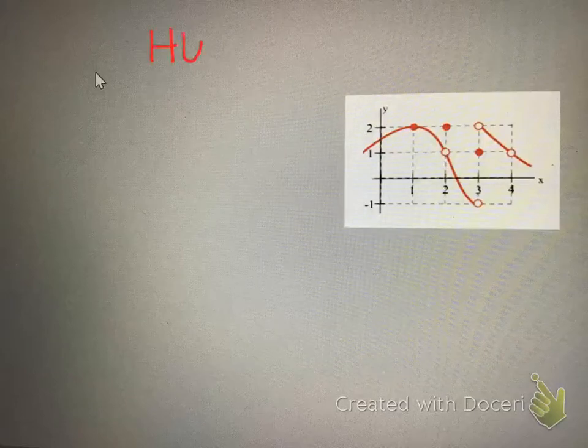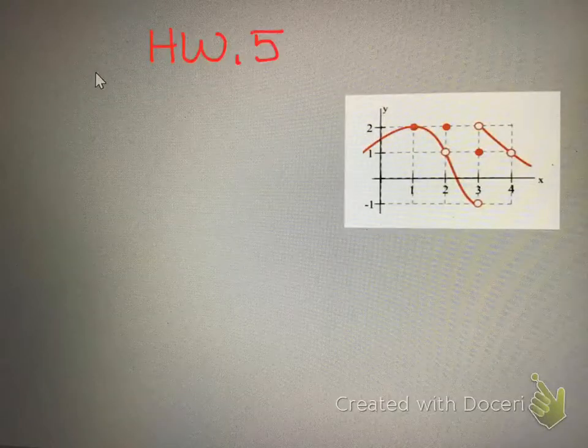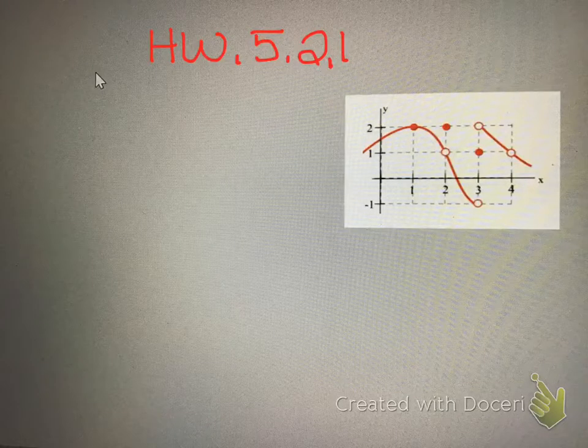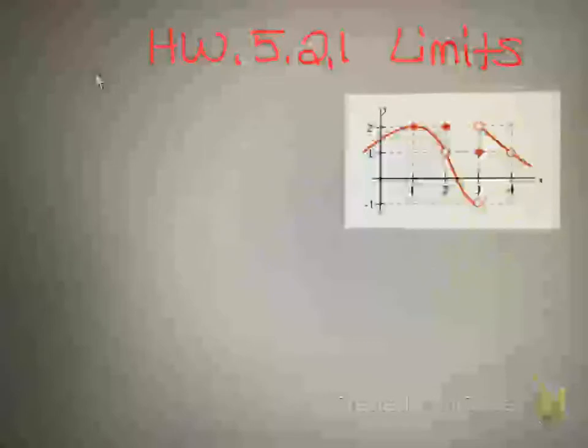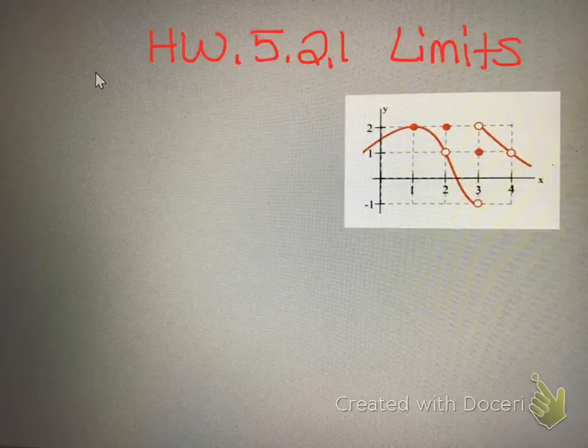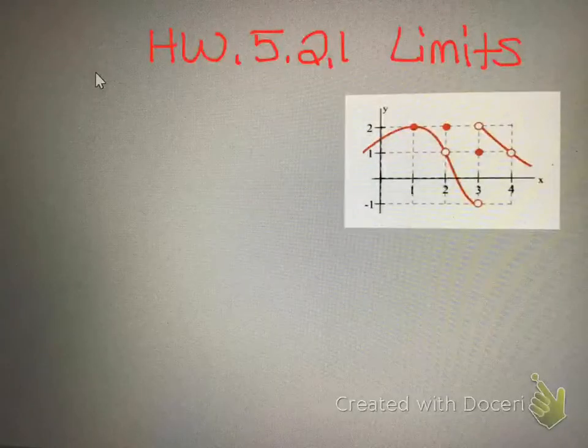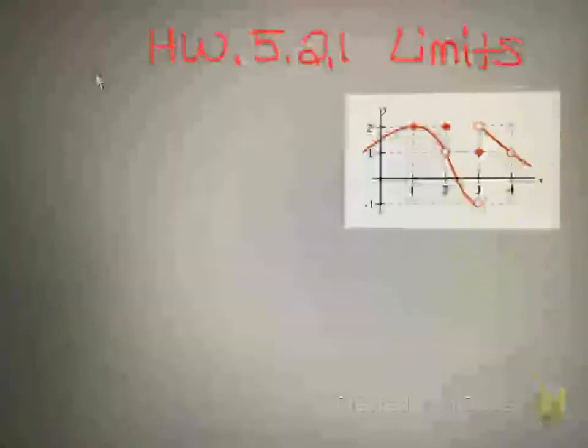Okay, so this is homework 5.2.1, which is over limits. And the front side of the homework gives you graphs. I'm going to run through number 1 and number 2, at least partially.